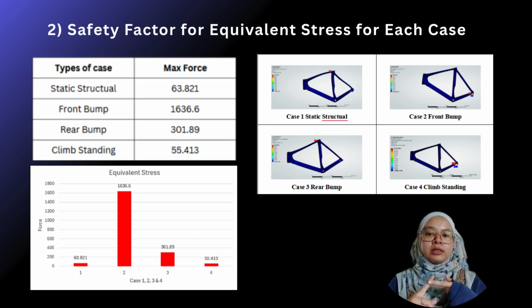Next, we look at the safety factor based on equivalent stress for the same 4 cases. Again, the front bump scenario stands out as the most critical, producing the highest stress level on the structure. This indicates that it is the most demanding condition in terms of structural strength. The simulation visuals show the stress distribution across the frame, where the red areas mark the location of maximum stress, potential weak points in the design.